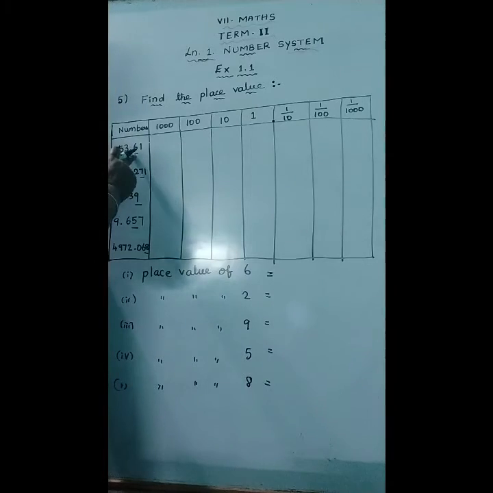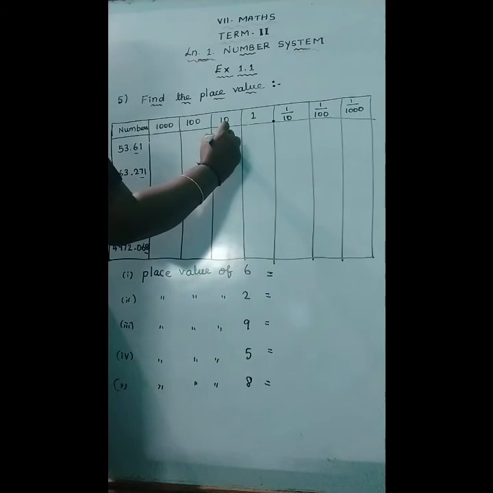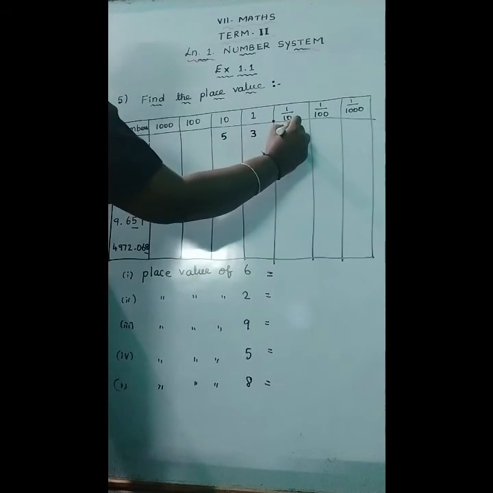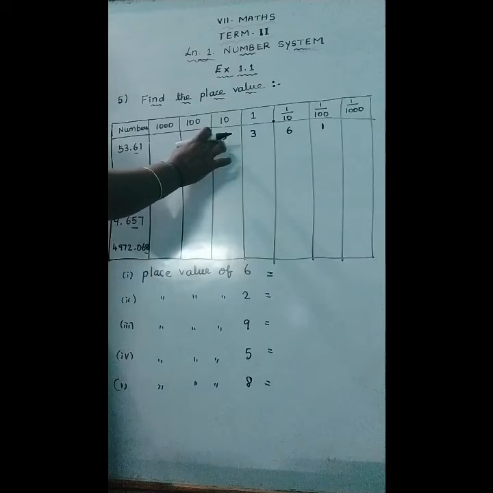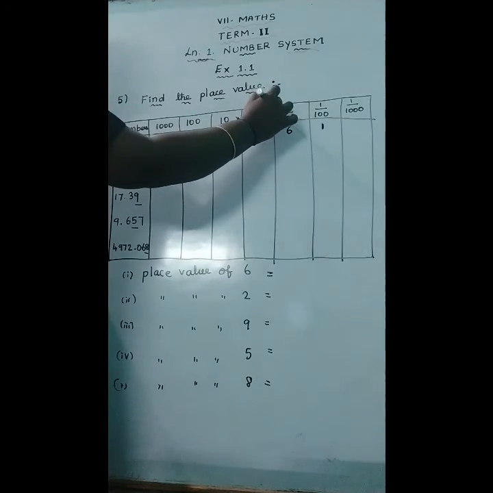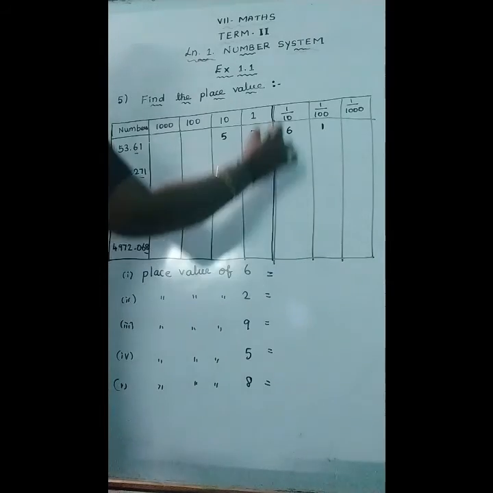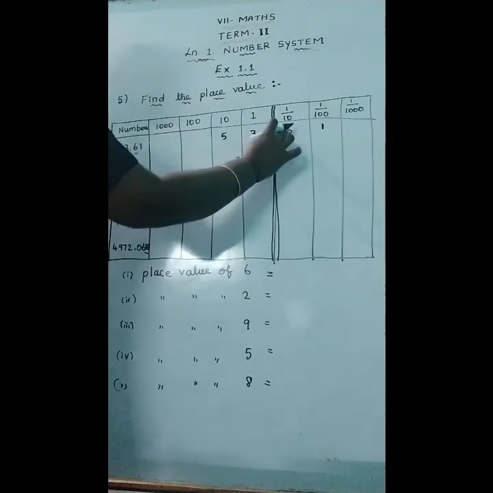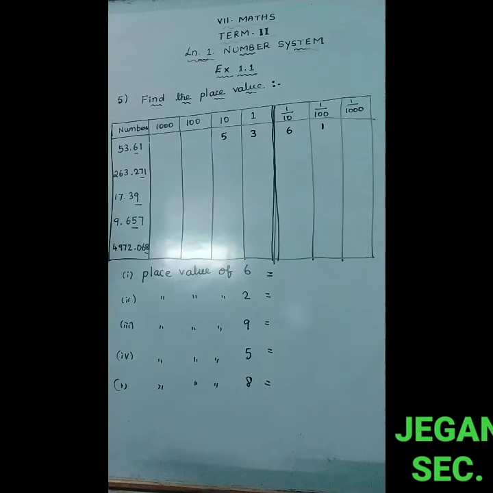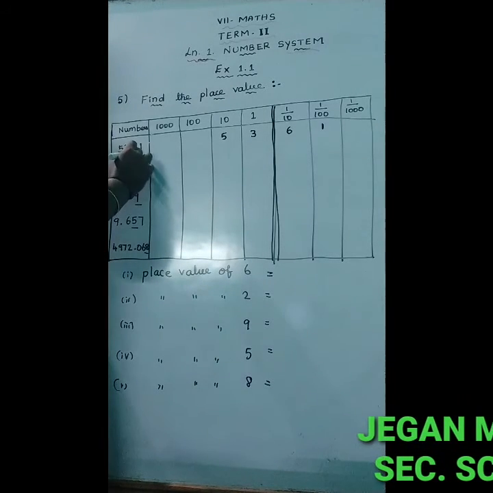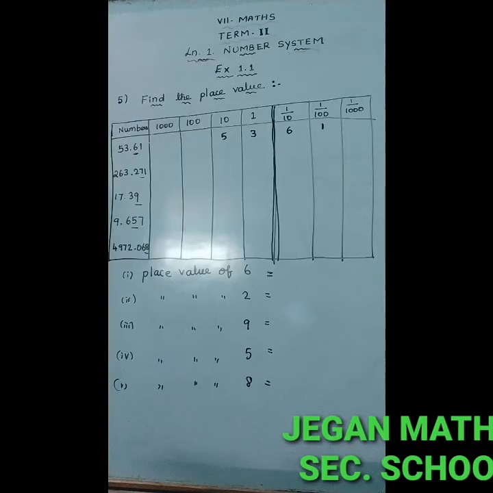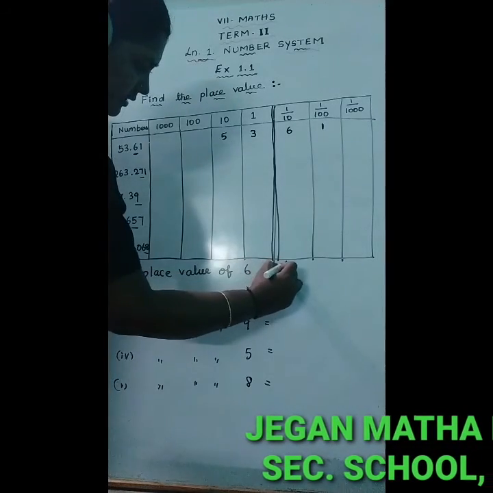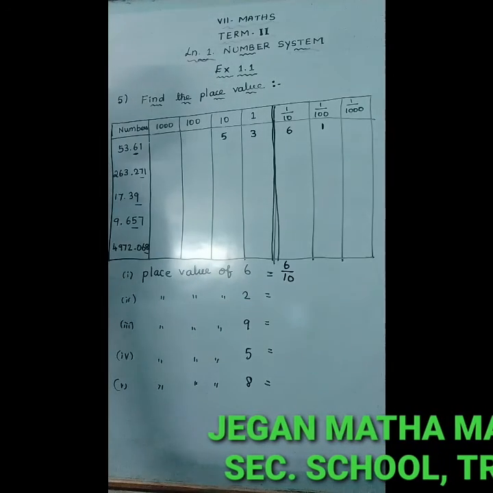53.61. The decimal point is here. Here this is the ones place, then the tens place. After the decimal point, the tenths place is 6, then the hundredths place is 1. So the first one given is the place value of 6. The place value of 6 is 1 divided by 10, so we write the solution as 6 divided by 10.